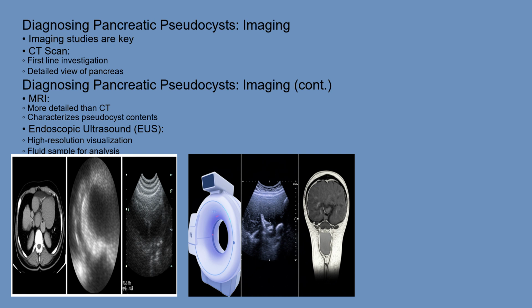Diagnosing a pancreatic pseudocyst typically involves a combination of imaging studies. A CT scan of the abdomen is usually the first line of investigation, providing detailed images of the pancreas and surrounding structures. MRI can provide even more detail and is useful for characterizing the pseudocyst's contents. Endoscopic ultrasound, or EUS, is another valuable tool. It allows doctors to visualize the pancreas and the pseudocyst with high resolution and even obtain a fluid sample for analysis to rule out malignancy or infection.